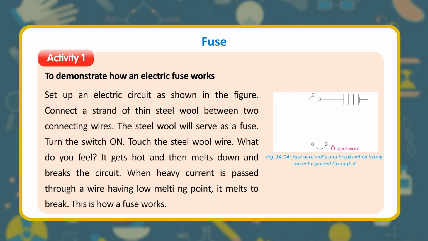What do you feel? It gets hot and then melts down and breaks the circuit. When heavy current is passed through a wire having a low melting point, it melts to break. This is how a fuse works. Steel wool.